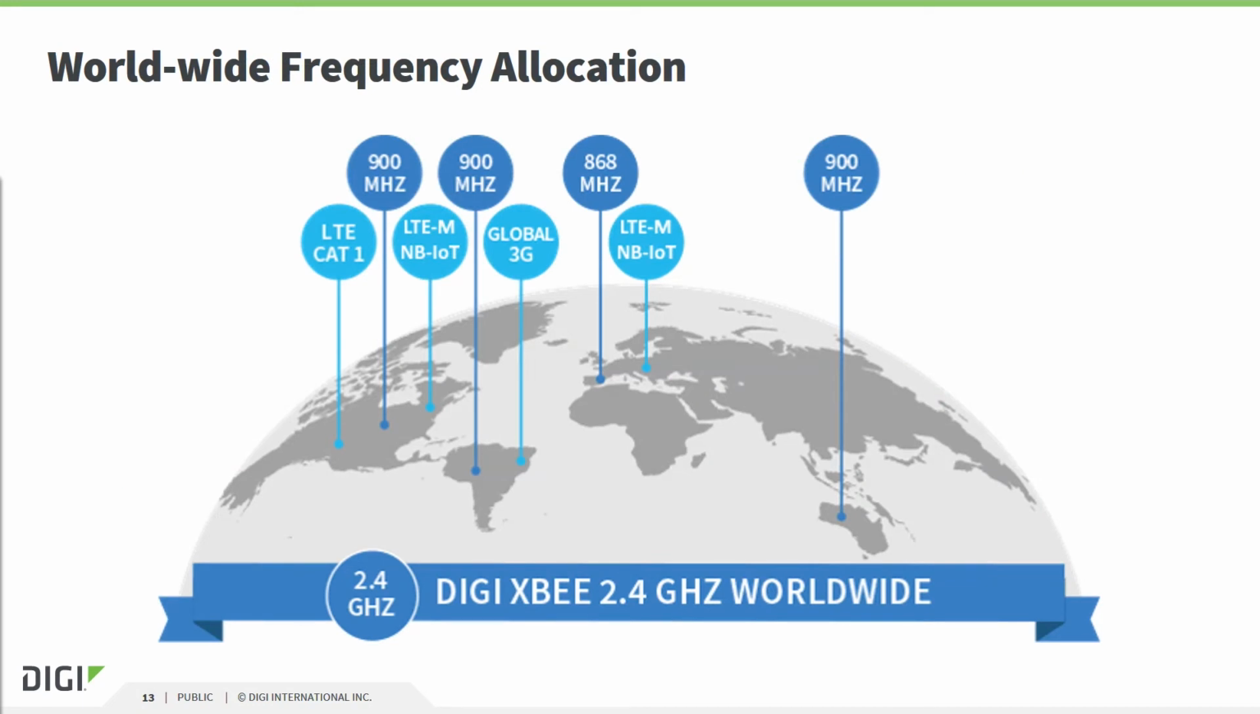As mentioned, 2.4 GHz is available worldwide to be used by short-range communication devices. For longer-range RF communication, Digi supports 868 MHz in Europe and 900 MHz in the Americas, Australia, and some parts of Asia. Digi also supports cellular technologies like, for example, 3G, Cat1, LTE-M, and narrowband IoT, depending on where it's deployed.